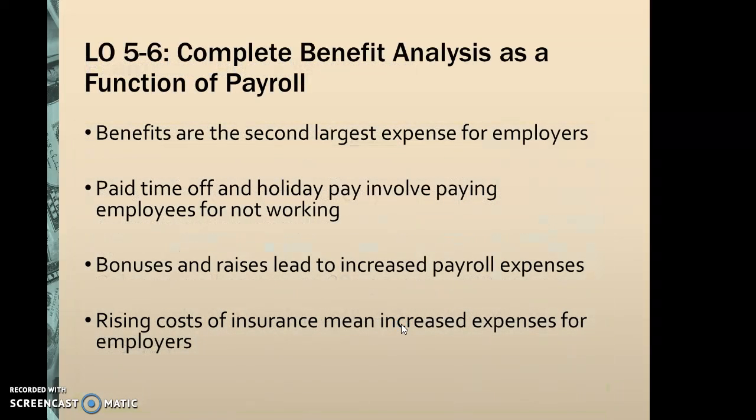All right, learning objective number 6, which is on page 173 in your book. It's the last learning objective of the chapter. This is a complete benefit analysis as a function of payroll. It is very important that a company does this analysis in order to make sure that the benefits are allocated and reported correctly. Benefits are the second largest expense for employers.